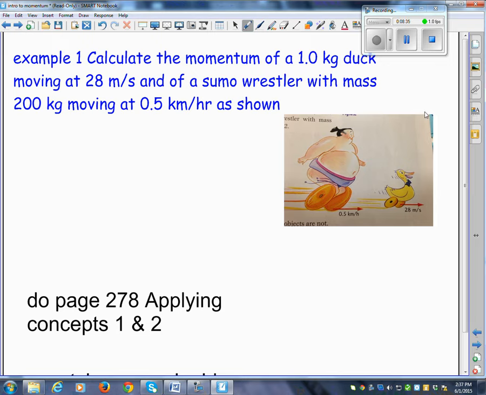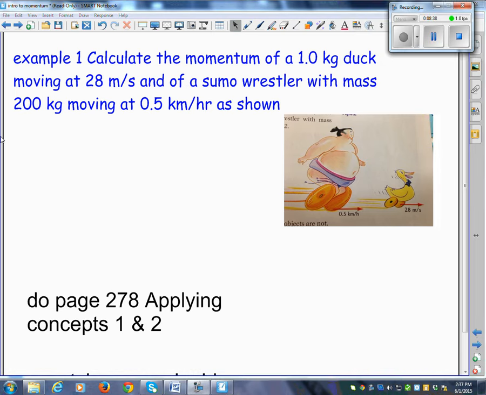So calculate the momentum of a 1 kilogram duck moving at 28 meters per second and a sumo wrestler with a mass of 200 kilograms moving at 0.5 kilometers an hour as shown. This is from your textbook, Hannah. Okay? You have no example sheet, right? So you might want to write down this example somewhere. Notes, wherever.